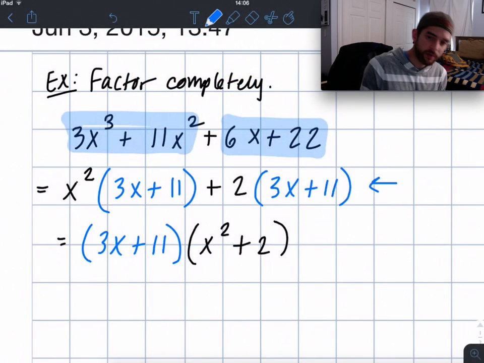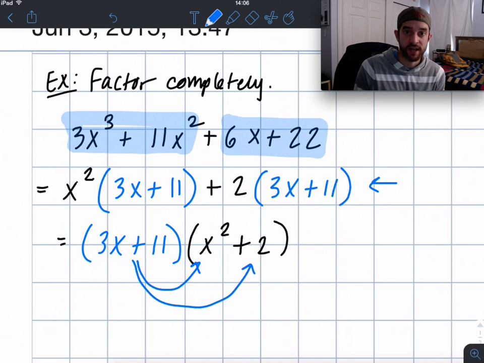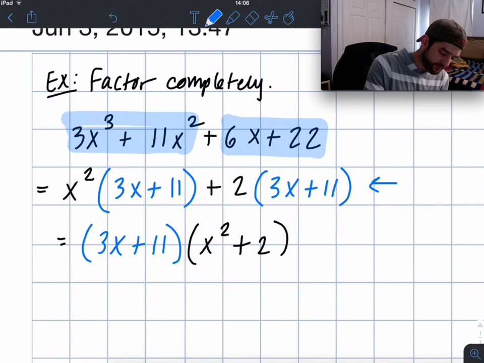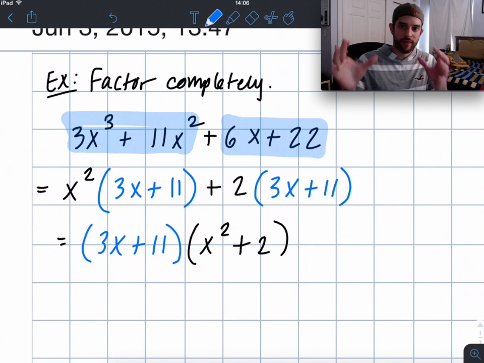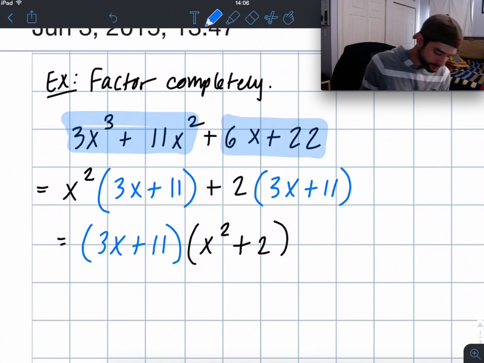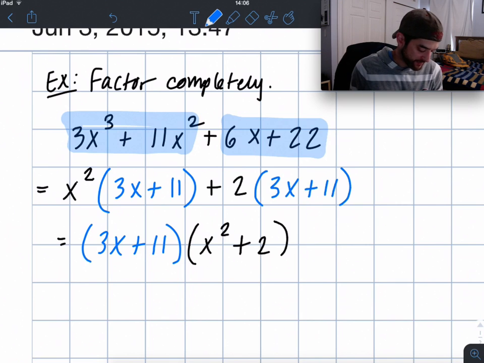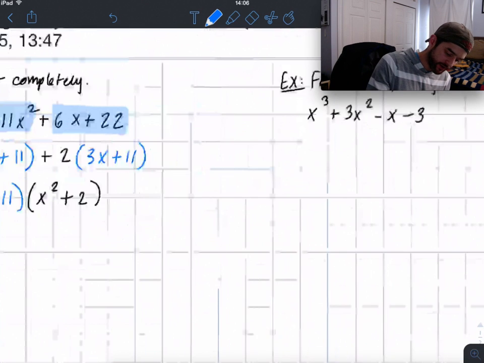this middle step is what I would have if I took this 3x plus 11 and distributed it to those two terms, x squared plus 2. So it's weird to think of a binomial as a factor, but we are factoring out that binomial to the front, and we'll have a binomial left over. And if I look at the two terms I have left, they can't be factored, so we're done with that one. So let's look at our second example.